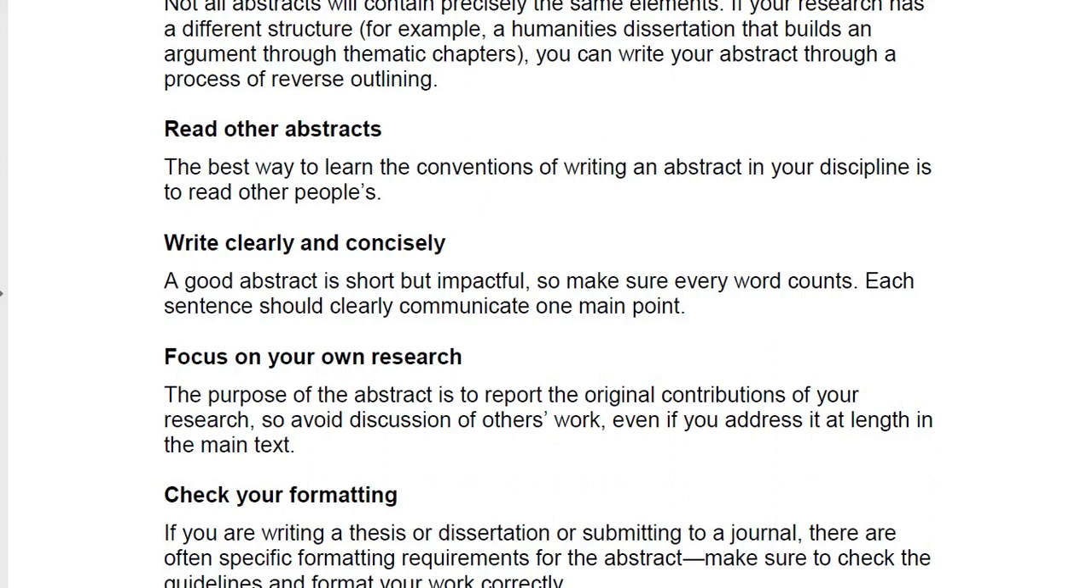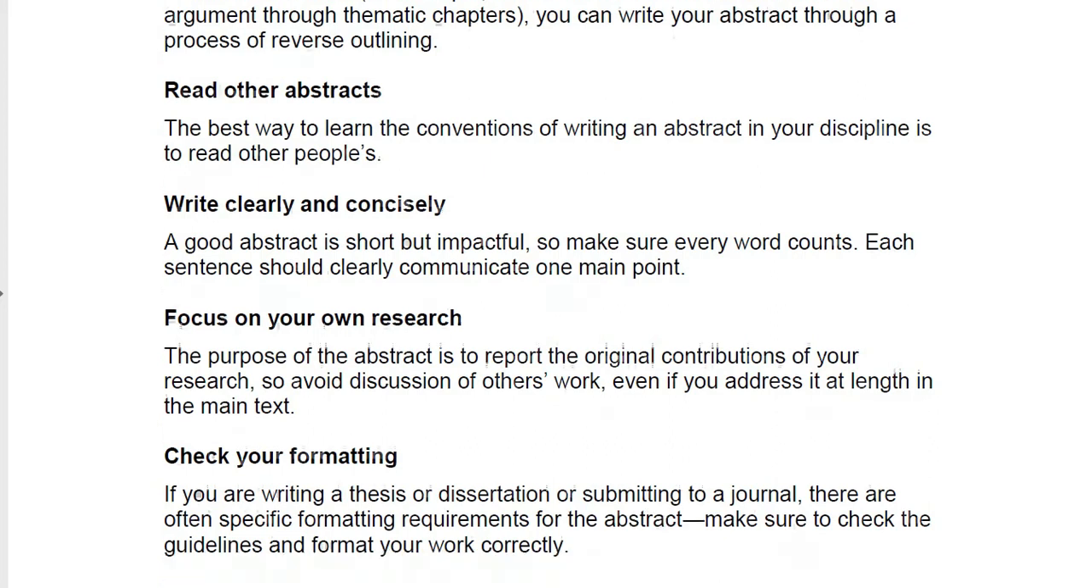Avoid jargon. The abstract should be understandable to readers who are not familiar with your topic. So this is the word: understandable. Everybody must understand your abstract.